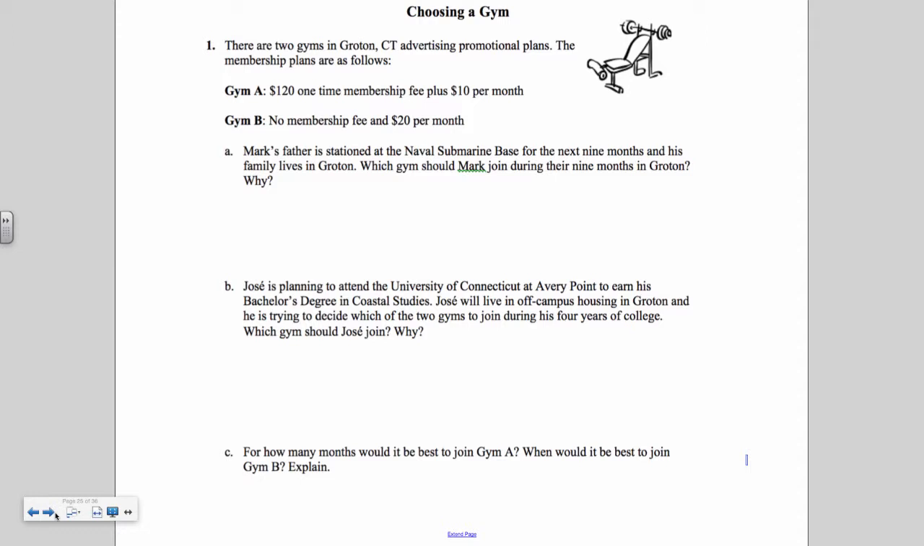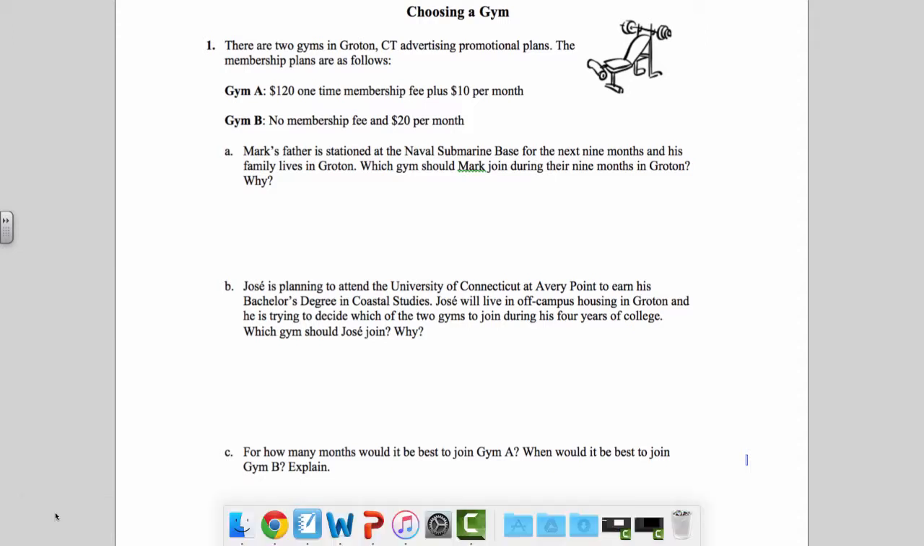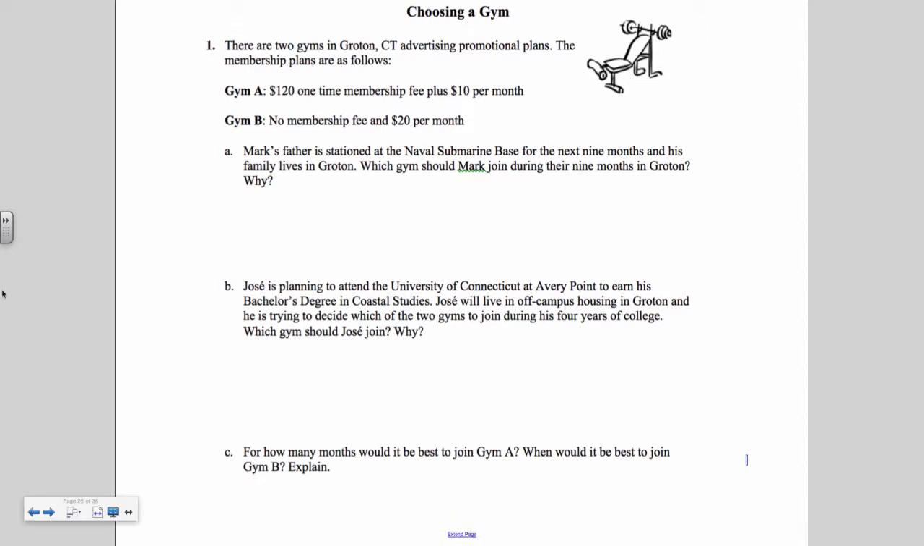So oftentimes, people will think, well, gym B is a better price because I don't have to pay $120 right up front. While some others might say, well, gym A is better because I'm paying less over time. So let's start analyzing the situation.